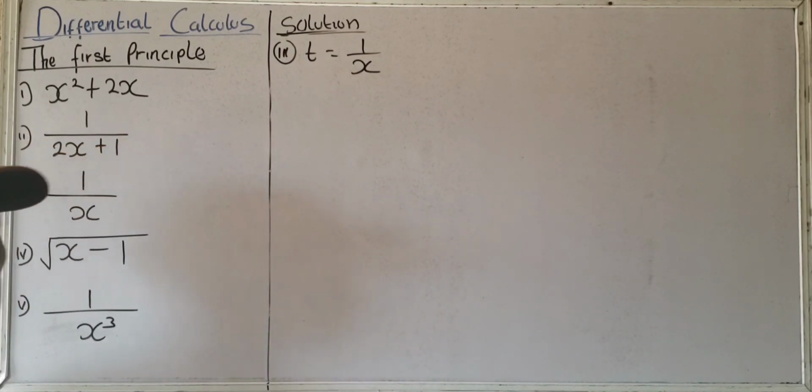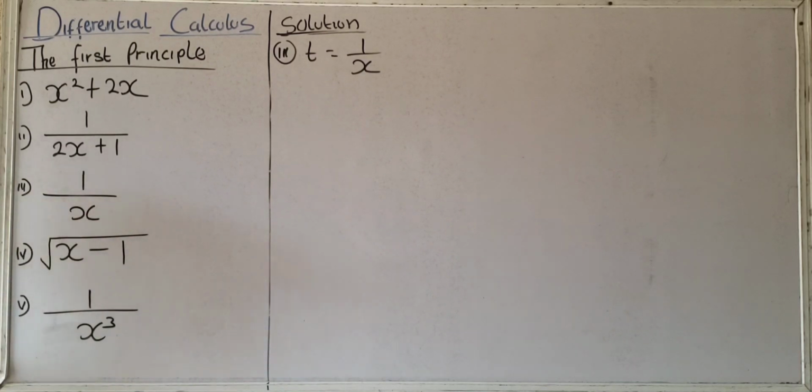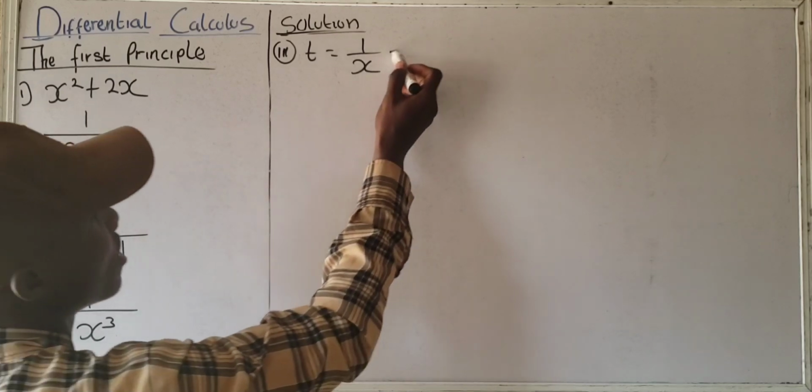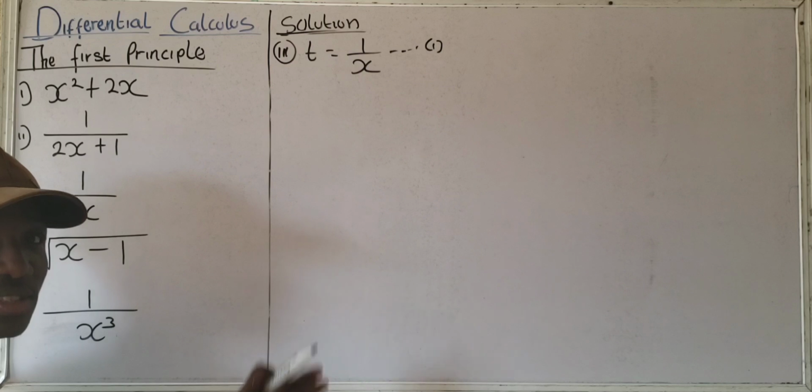I intentionally use another letter so that you understand you can use any letter, because we are not given the equation. We are not told that this function is equal to anything, so you can use any letter. Here I'm using t, I'm not using y. Now in an attempt to solve this question, don't forget, we are differentiating with respect to x.